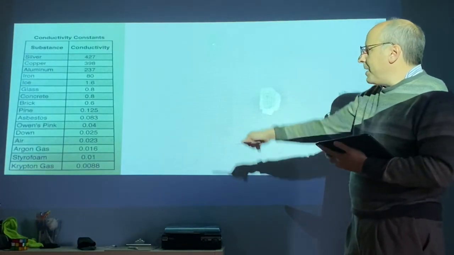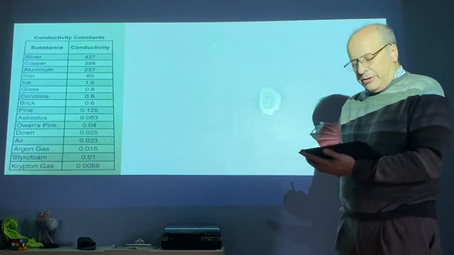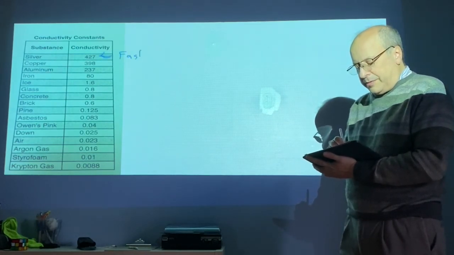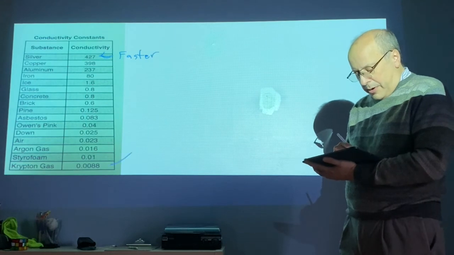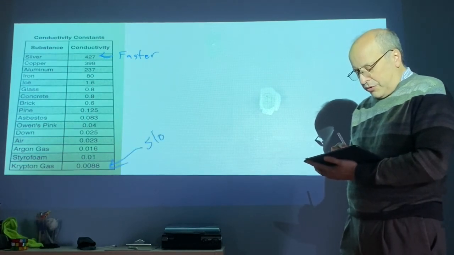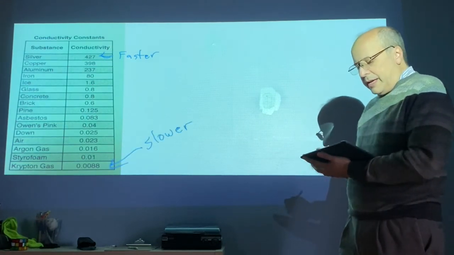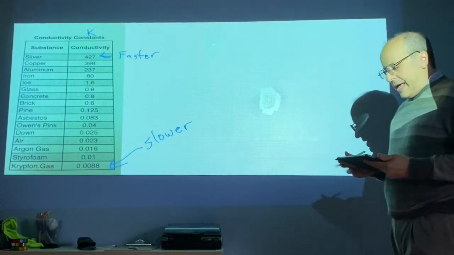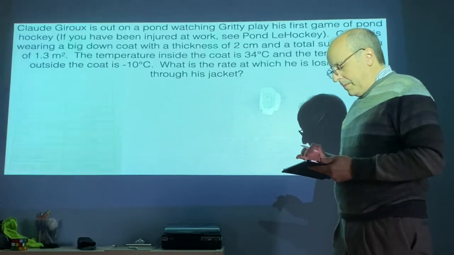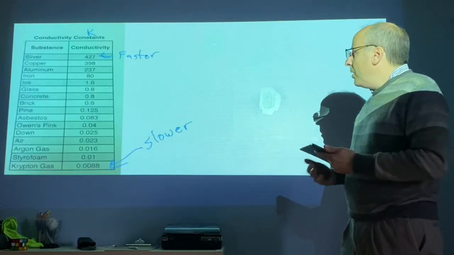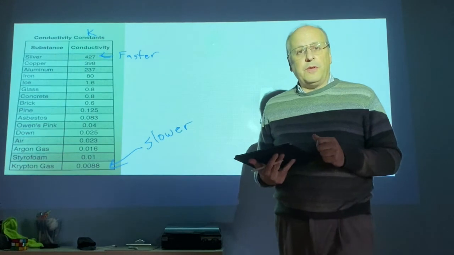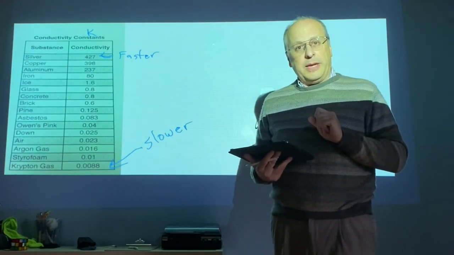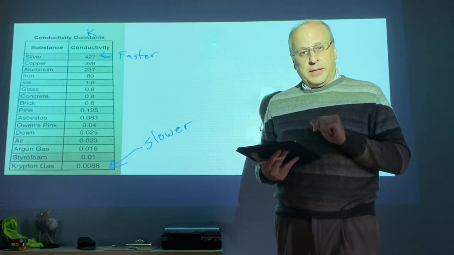You should have on your reference sheet all your different materials. Higher numbers mean faster transfer. Lower numbers mean a slower transfer. Okay, so these are your conductivity constants, and they go by the letter K. Okay, and that's it. I just wanted to review some of the major ideas with you, and I'm going to give you one practice problem to make sure you remember how to use this formula. Good luck.